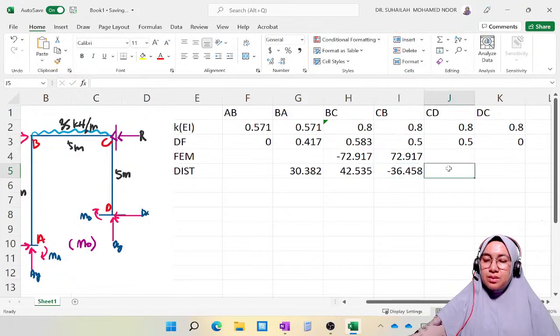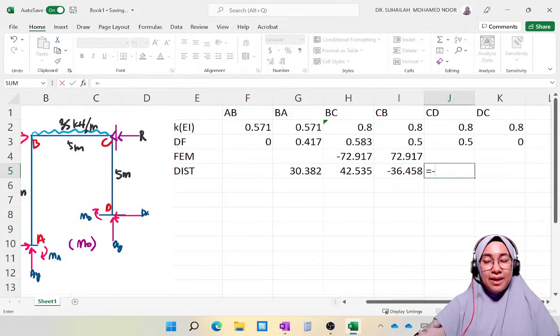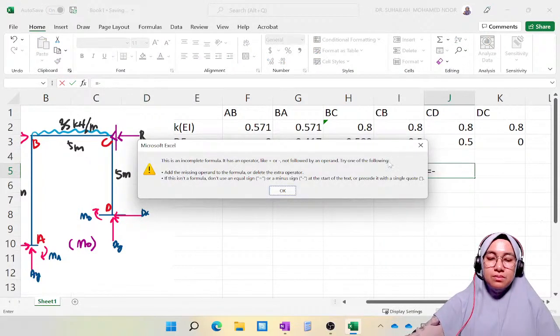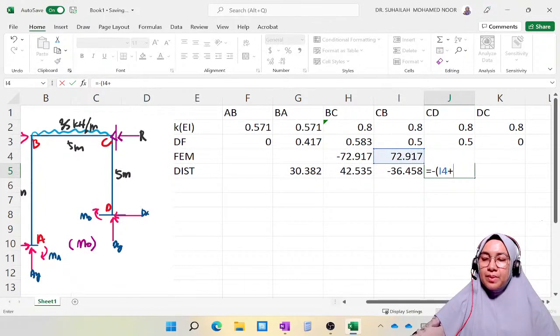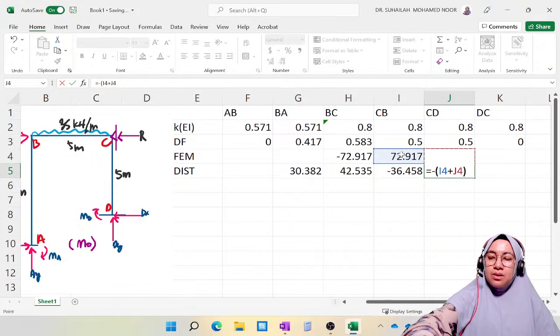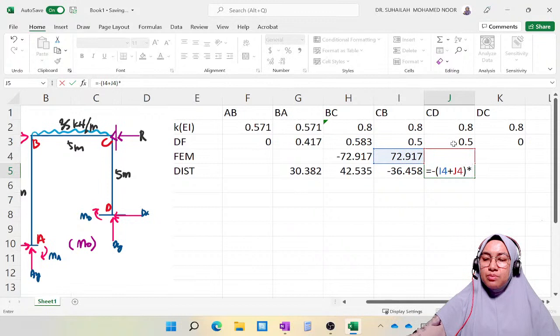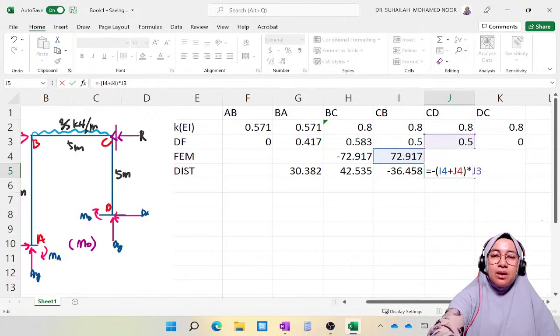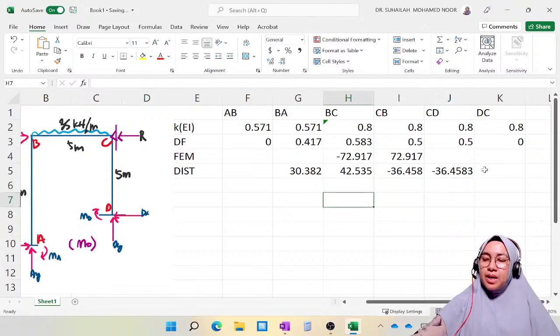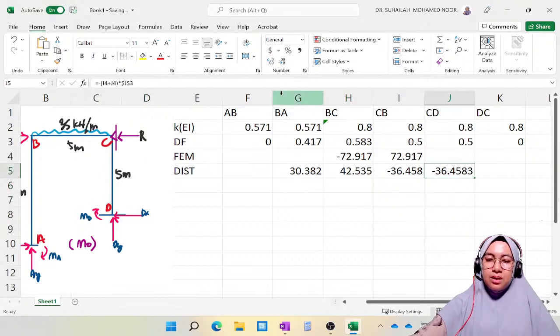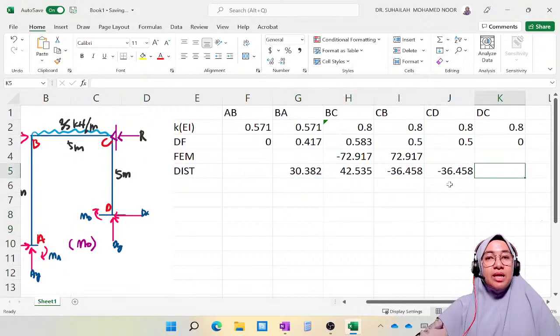Okay, reduce this. Repeat again. It doesn't matter. So again, it is 72 plus 0 times distribution factor J3. So I log this one. Okay, so we get this. There's no moment to distribute anymore.